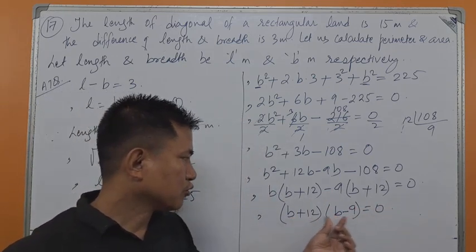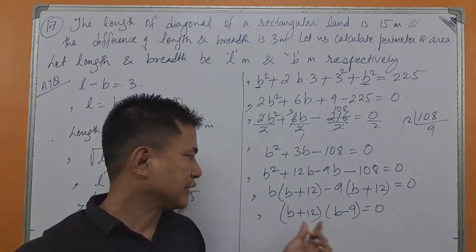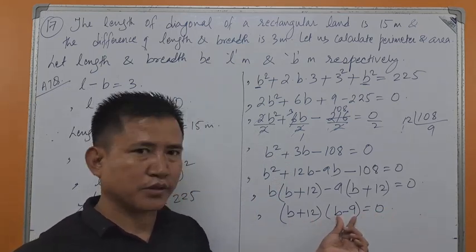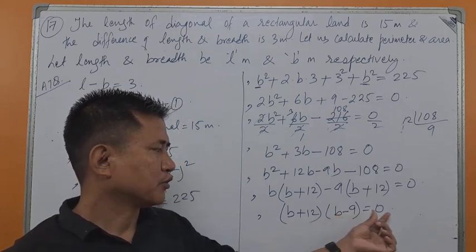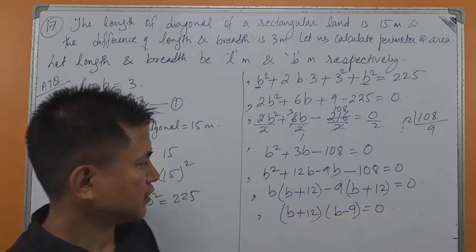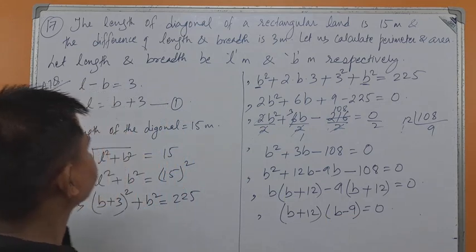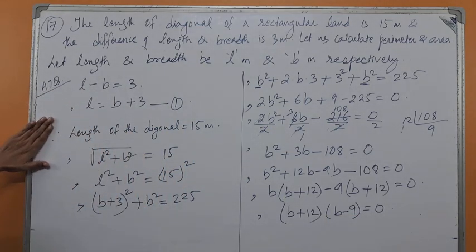So the product of these two terms equals 0, which means either this must be 0 or this must be 0. So 0 into this becomes 0, or 0 into this becomes 0. One of these two terms must be 0. So let me erase this.